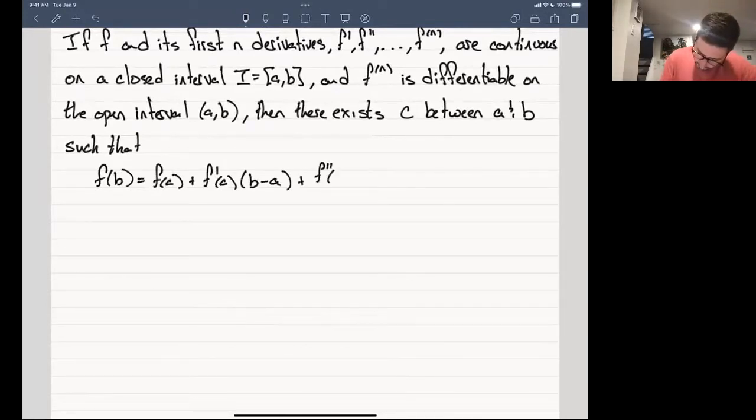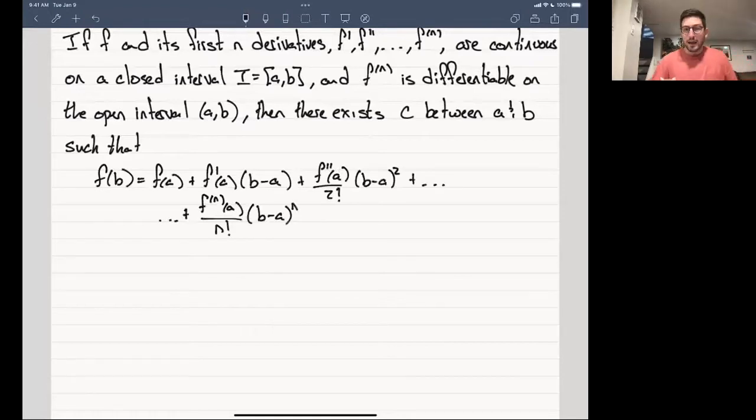Plus f double prime of a divided by 2 factorial times b minus a squared. I'll keep the factorials in just so you can easily recognize this is Taylor's theorem with x equal to b, and then plus, up to the nth derivative of a divided by n factorial times b minus a to the n. So that is the Taylor polynomial expanded all the way up to the nth order, evaluated at b. That's all that I've written so far.